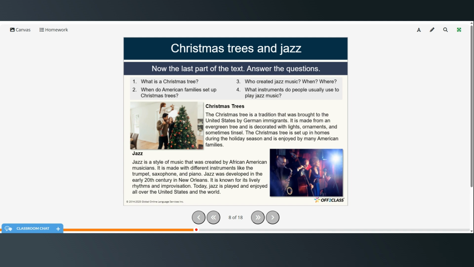Jazz is a style of music that was created by African American musicians. It is made with different instruments like trumpet, saxophone, and piano. Jazz was developed in the early 20th century in New Orleans. It is known for its lively rhythms and improvisation. Today, jazz is played and enjoyed all over the United States and the world.